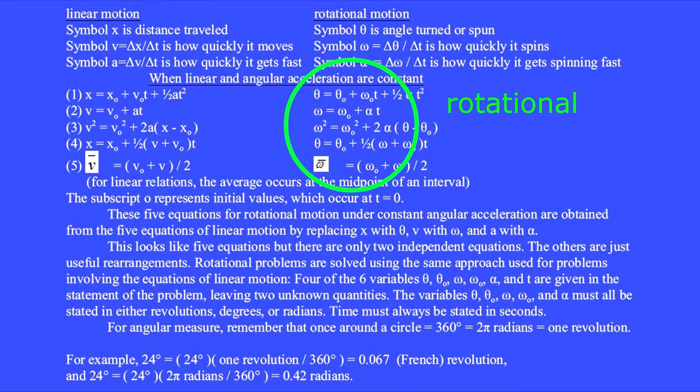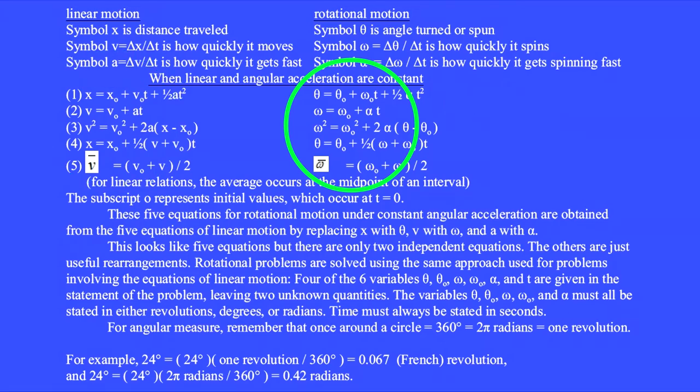These five equations for rotational motion under constant angular acceleration are obtained from the five equations of linear motion under constant acceleration by replacing distance x with angle theta, linear velocity v with angular velocity omega, and linear acceleration a with angular acceleration alpha. These look like five equations, but there are only two independent equations. The others are just useful rearrangements.